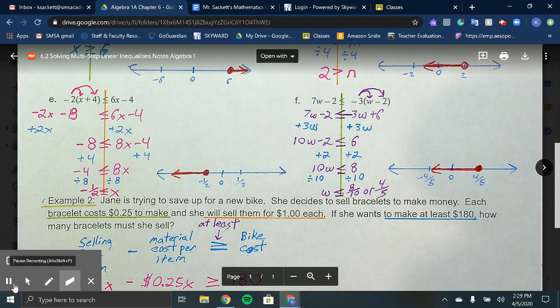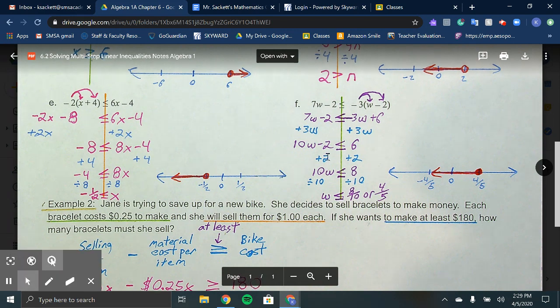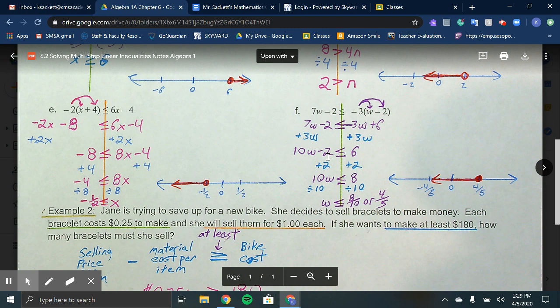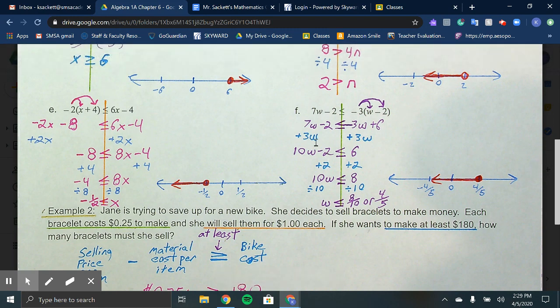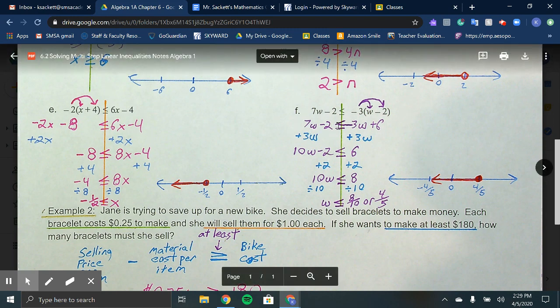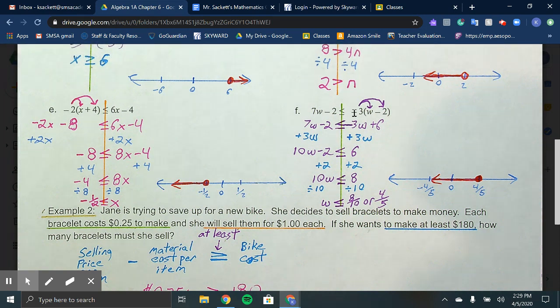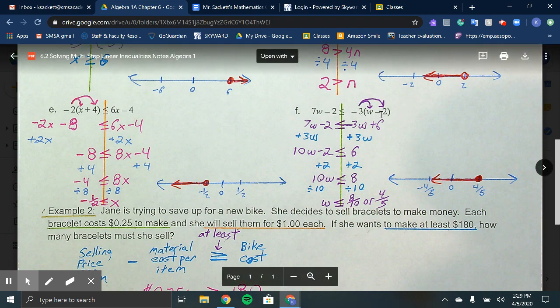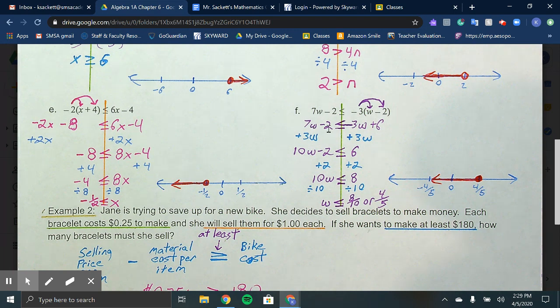And last but not least, we have f here. So f, we have 7w minus 2. Don't have to do anything on that side to start. On the right, we have to use the distributive property, -3 times w, -3 times -2. So 7w minus 2 is less than or equal to -3w plus 6.